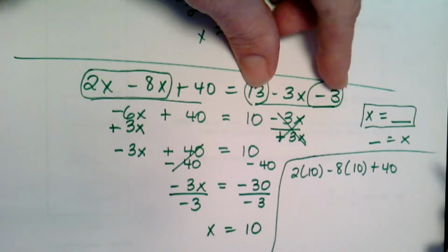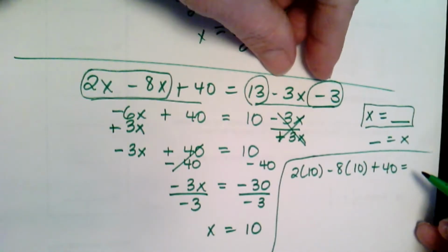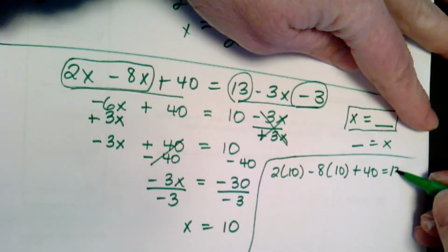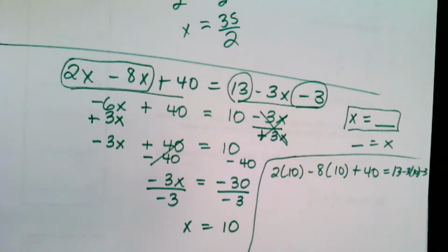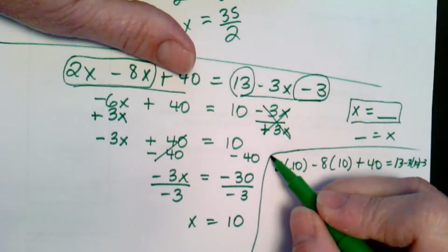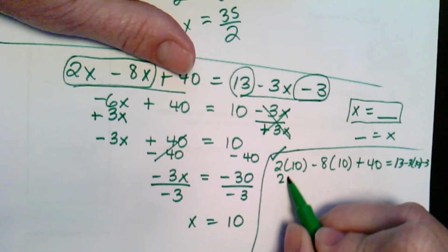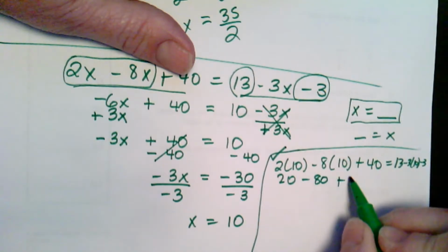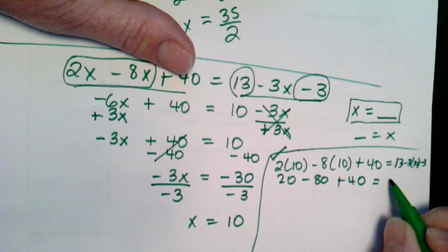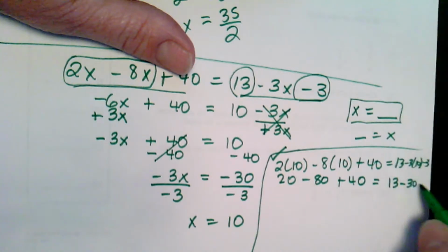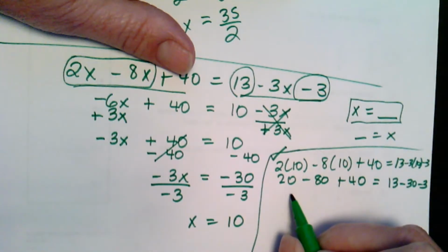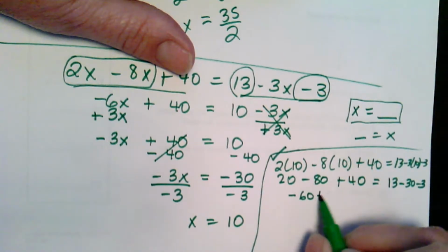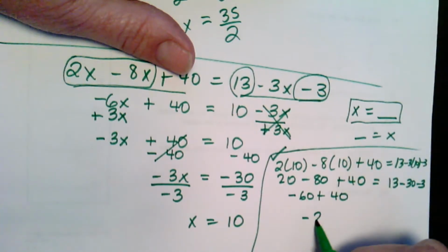So really you have two sides. Our whole goal, I'm going to run out of room, is for our two sides when we get to the bottom to have the same number. So this is my check. Alright, so 20 minus 80 plus 40 is 13 minus 30 minus 3. 20 minus 80 is negative 60. So this side equals negative 20.